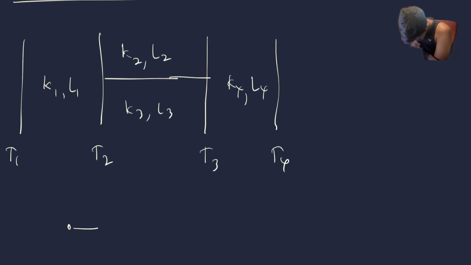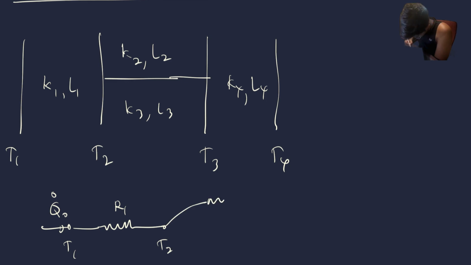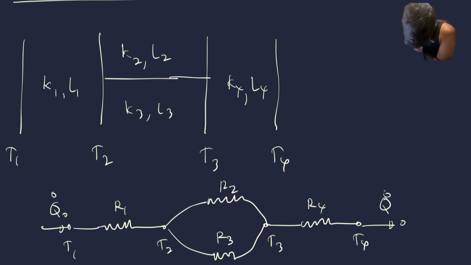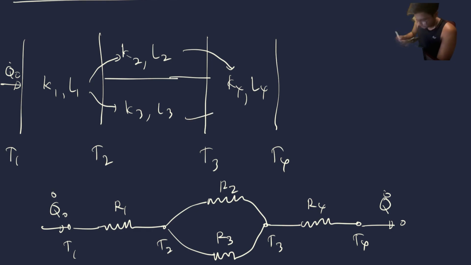So we draw heat flux entering, Q dot O, R1, T1, T2, then we draw R2, R3, T3, R4, and finally T4. Heat flux entering goes out. So what's interesting is the heat flux here, Q dot O, can go through this route and join here, or go through this route and join here. Simple parallel arrangement.